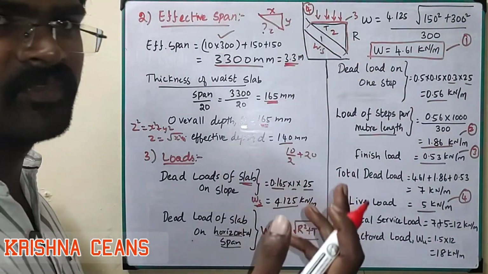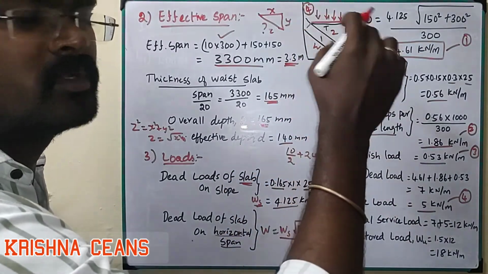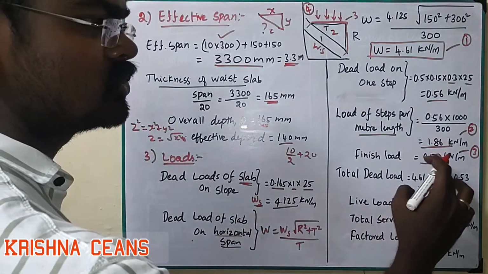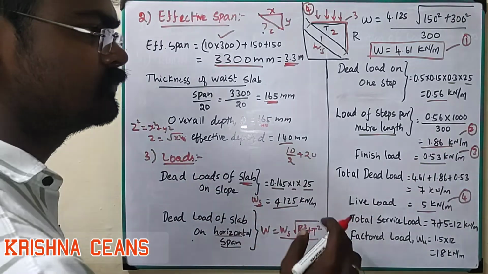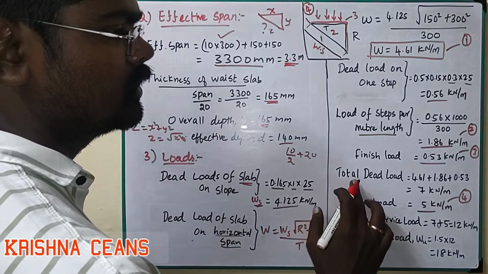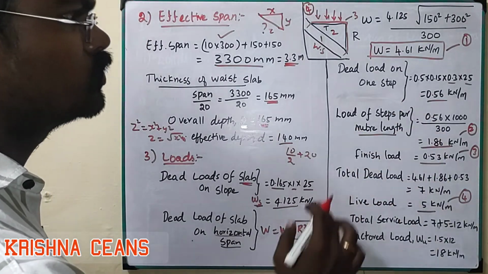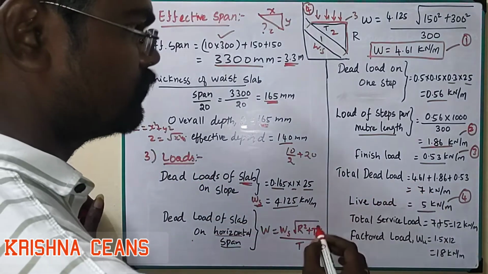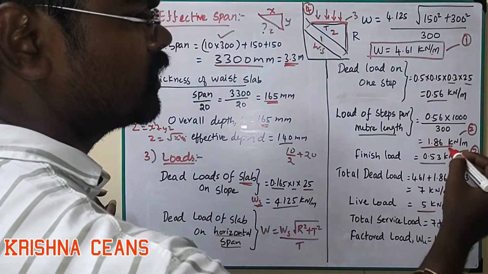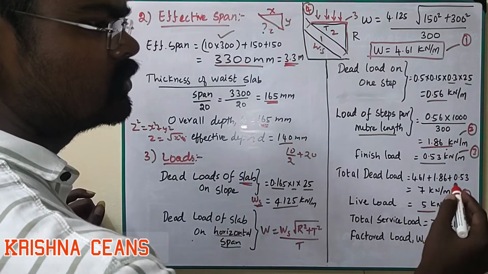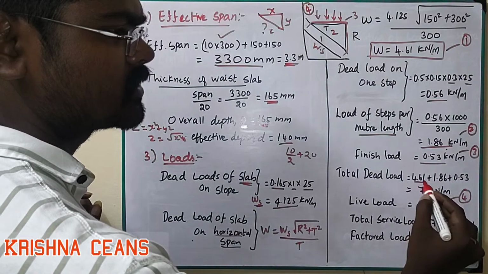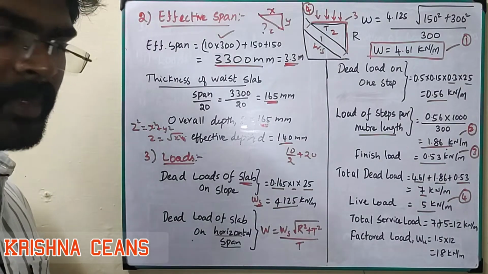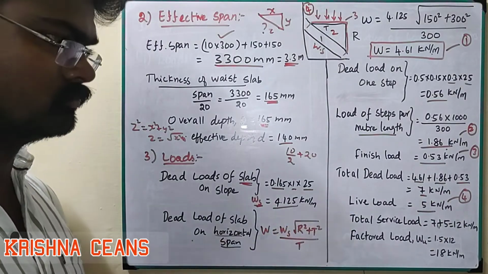If we are applying any tiles or marbles, we will have some certain load, which is an assumption: 0.53 kilonewton per meter. Then we sum up the three because this is the dead load. 4.61 is the first one, 1.86 is the second one, 0.53 is the third one. Adding 4.61, 1.86 and 0.53, we get 7 kilonewton per meter total dead load.